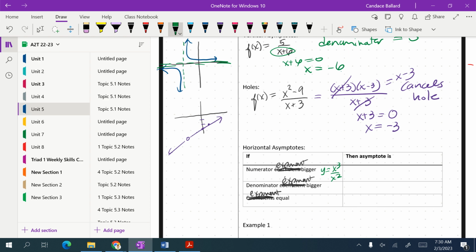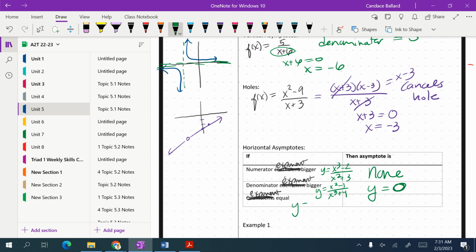All right, so something like this, minus 2 plus 3. All you're really looking at is the highest exponent. If the numerator exponent is bigger than the denominator, we know that there is no horizontal asymptote. If it's the other way around, I have something like x squared minus 1 over x cubed plus 4. We know that the denominator will grow faster than the numerator, so the horizontal asymptote is y equals 0.